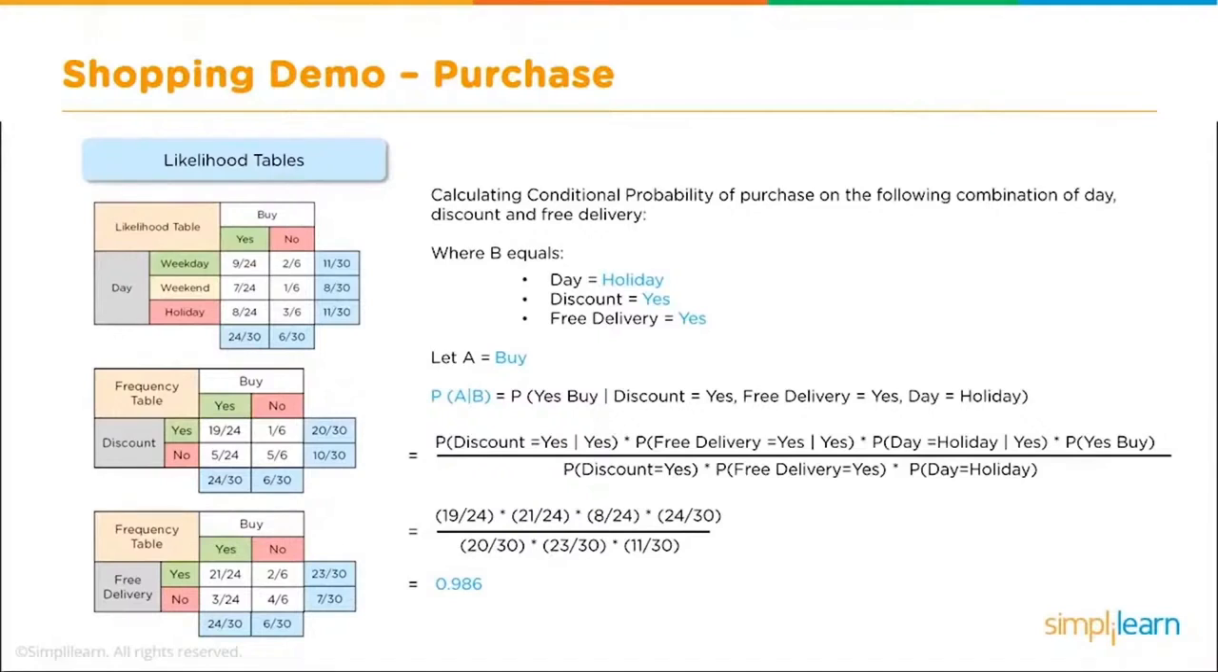Let's go ahead and walk through this calculation. As you can see here, the probability of B on the condition of A, B being all three categories: did we have a discount with a purchase? Did we have a free delivery with a purchase? And is the day equal to holiday?